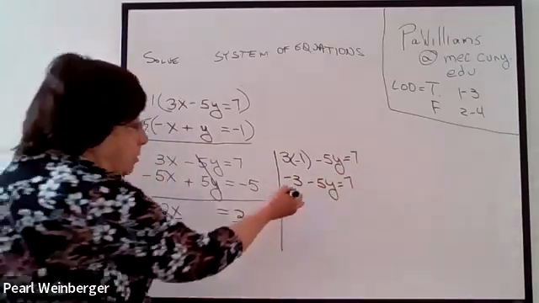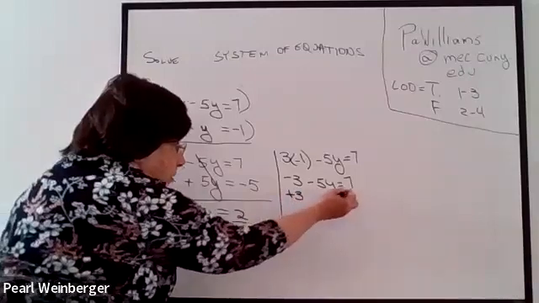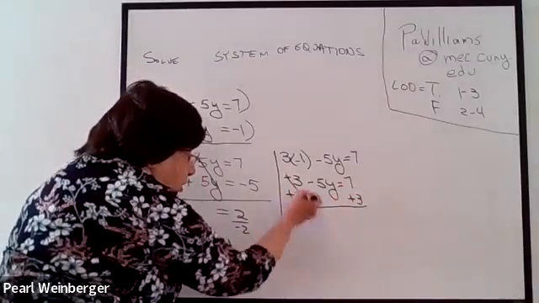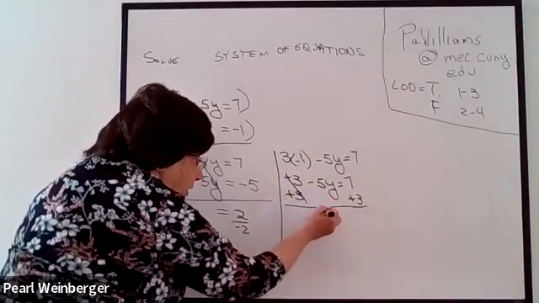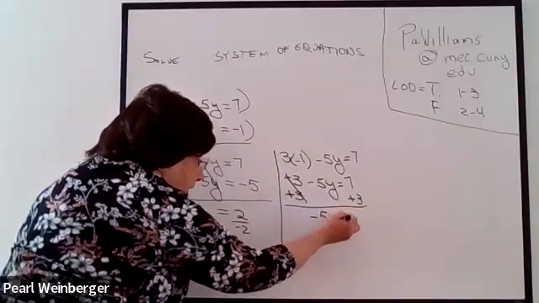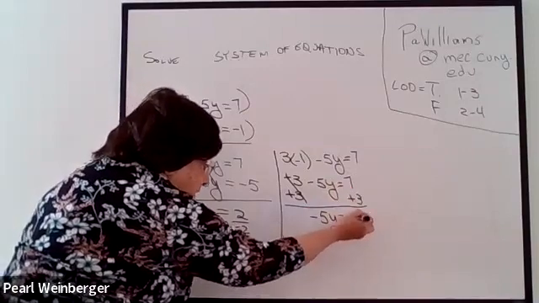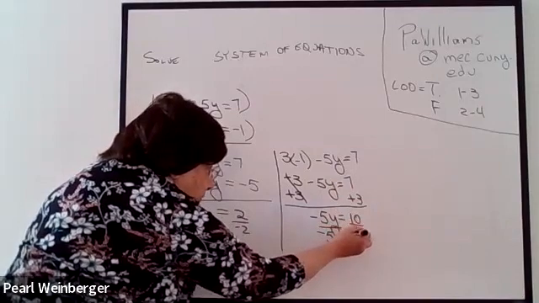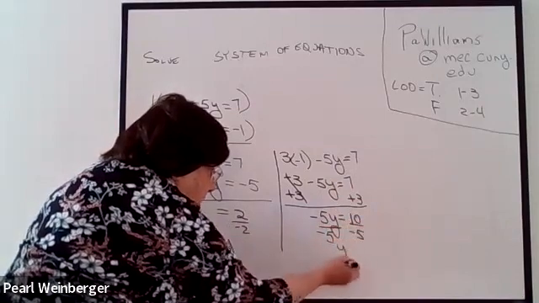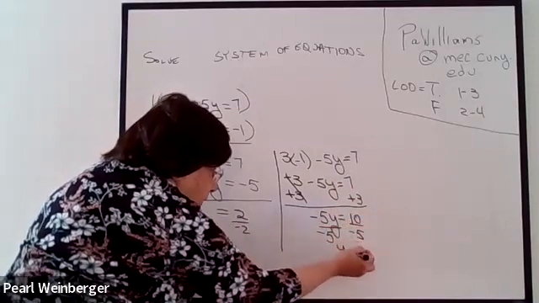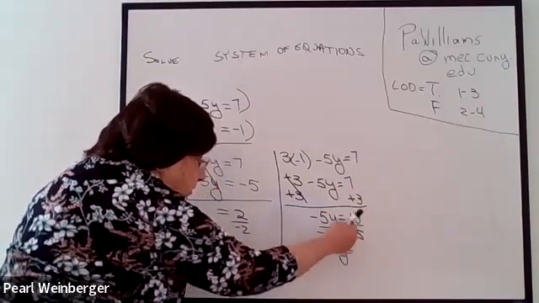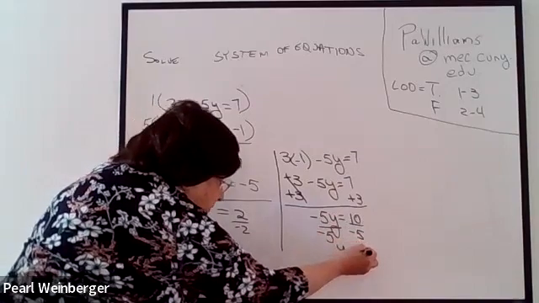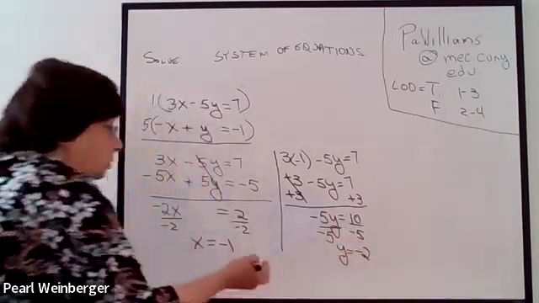And now to get the y alone, I'm going to add this 3, get rid of that negative 3. So I have negative 5y, and 7 plus 3 is 10. So all I can do is divide by negative 5, which will give me y equals 10 divided by negative 5. Remember, this is division, it's not subtraction. 10 divided by negative 5 is negative 2.